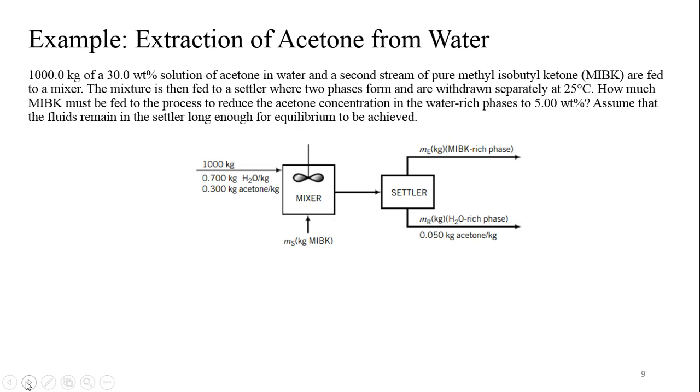All right, so we want to address how much MIBK must be fed to the process to reduce the acetone concentration in the water-rich phase to 5 weight percent. We're going to assume that the fluids remain in the settler long enough for equilibrium to be achieved. All right. Which of these two streams is the extract and which one's the raffinate coming out of the settler? Upper is the extract, right? And this is going to be the raffinate stream.